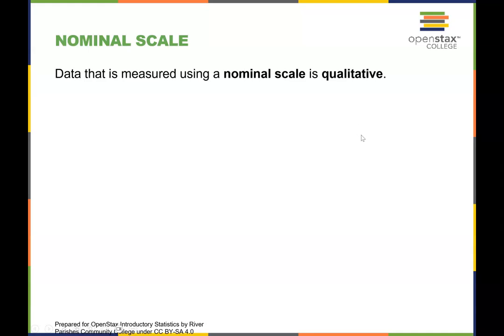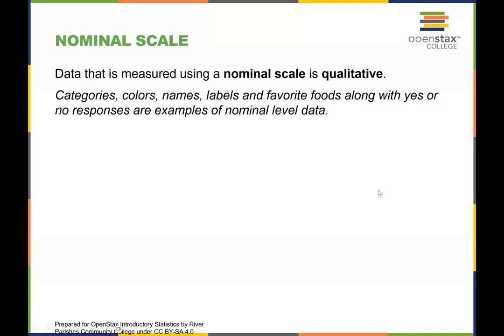Nominal scale is qualitative. We have categories, colors, names, favorite food. So you could jot down a few more that you can think of. Yes or no responses would be nominal. So things that you're naming, qualitative data. They're not in any particular order, like team numbers, like on the back of your shirt. It's not really ordinal at all. It's just naming the person by a number.